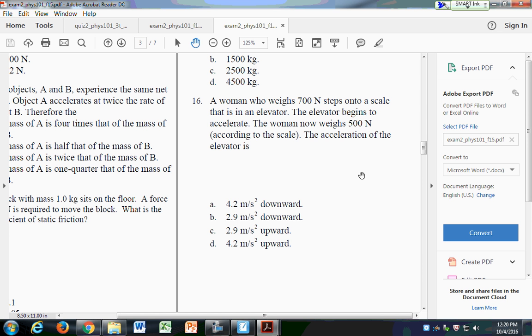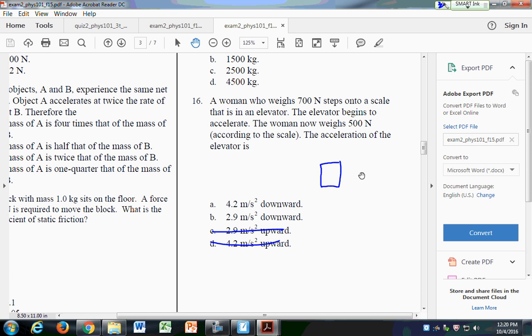A woman weighs 700 newtons, so she steps onto a scale that's in an elevator. Then the elevator begins to accelerate, and now she weighs 500 newtons. Well, first of all, ask yourself, is she going up or down? She appears to weigh less than she actually is. She's appearing to be somewhat weightless, and so that means that she's moving downward. Right, so I can get rid of C and D. She's dropping. She's not dropping in free fall, but almost, or enough to drop 200 newtons. So I can get rid of C and D completely, and now it's 50-50. But we want to get it just right.